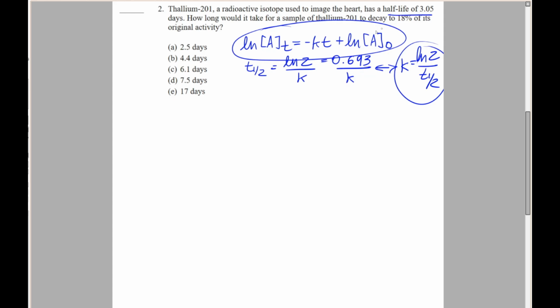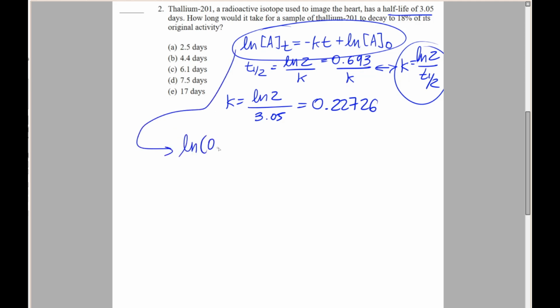So we're given the half-life, and we need to put this half-life into this k equation to find the rate constant k, and then use that to find the time it takes for it to decay to 18% of its original activity. So let's do that. If we plug in k equals ln of 2 over 3.05 days, we will get approximately 0.22726, and then we can plug it into here.